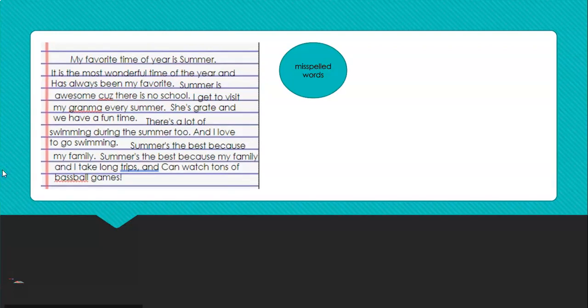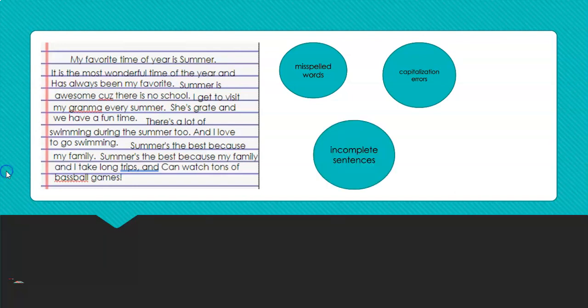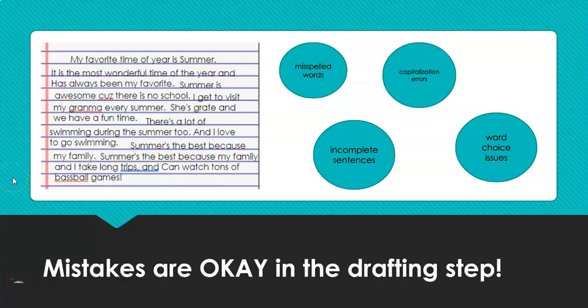Well, I noticed I misspelled some words, and you can see they're underlined in red. I got some capitalization errors there. I have some incomplete sentences, and I have some word choice issues that I probably need to sort out. But boom, mistakes are okay in the drafting step. This is not our finished product. If the writing process is 5 steps and we're only on step two, then it just makes sense that this is not our final product. So it is perfectly okay to make mistakes in the drafting step. Boom. So don't stress so much.